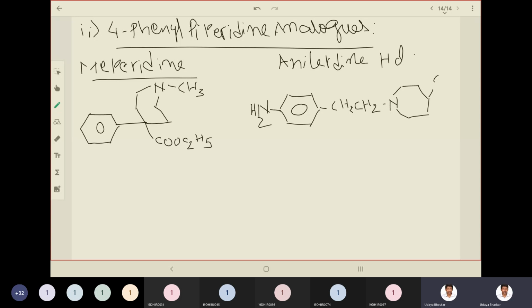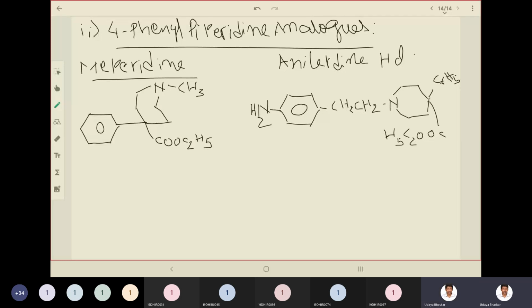The piperidine ring will have a phenyl ring, C6H5. I'm abbreviating it. It is a phenyl ring, and COOC2H5. I have to write it continuously as I don't have space. I have written C2H5 beneath. Otherwise, I'll extend it and write COOC2H5.